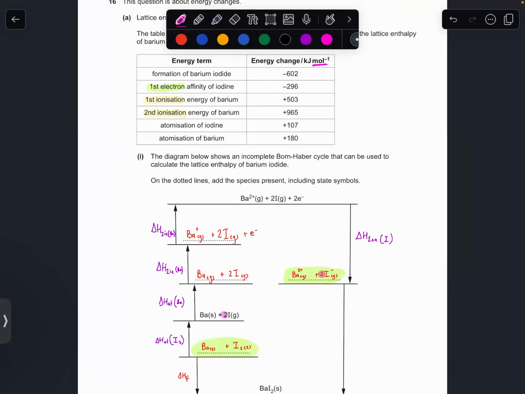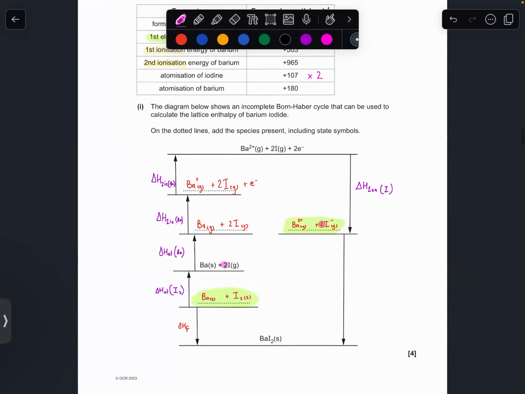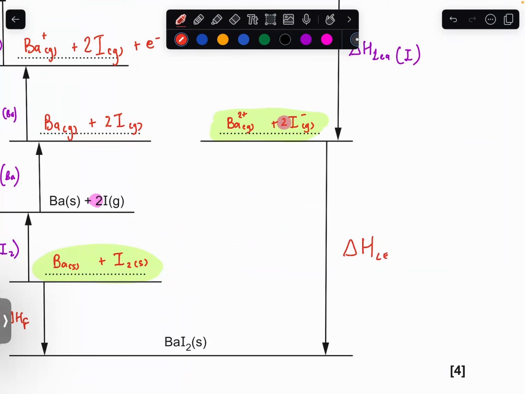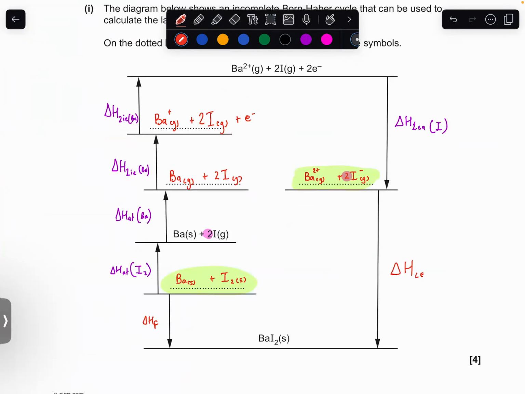So what we've got, the atomization of iodine times 2. Now, we're using Hess's law again. We're trying to work out the lattice enthalpy, the enthalpy change of lattice energy. Now, from there to there, we don't know what this is. So we're going to have to go from this platform to this platform using the alternative route. And we're going to go like this.